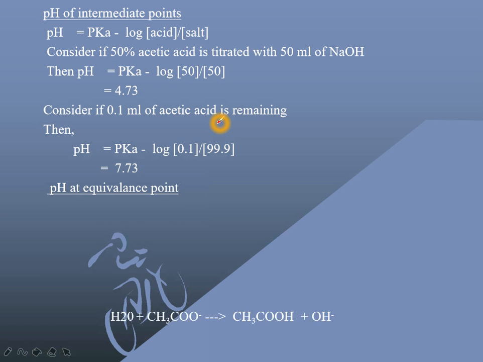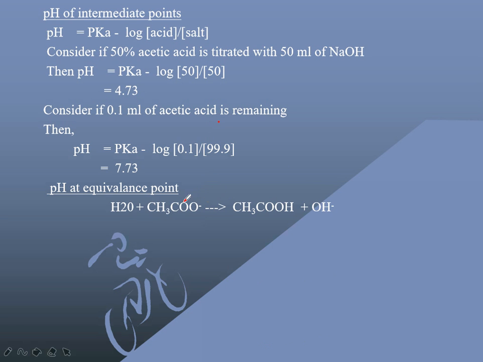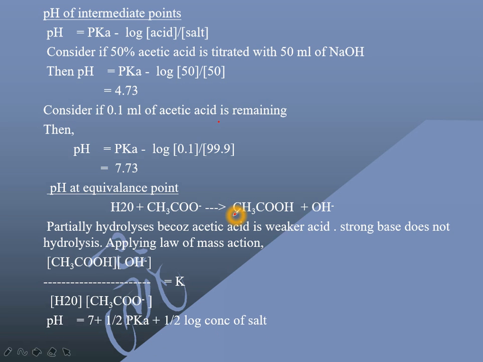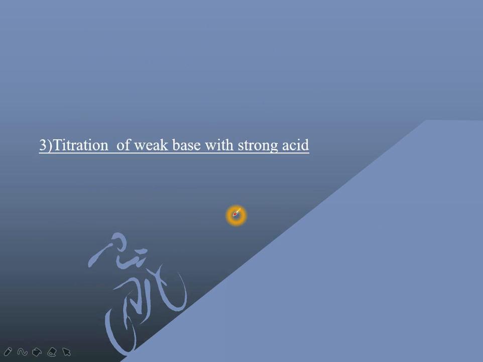Then the pH at the equivalence point: water plus CH3COO minus gives CH3COOH plus OH minus. Partial hydrolysis occurs, because acetic acid is a weak acid and the strong base does not hydrolyse. By applying the law of mass action to the above equation, we get the concentration of CH3COOH into the concentration of OH minus divided by the concentration of H2O into the concentration of CH3COO minus gives K. pH is equal to 7 plus 1 by 2 pKa plus 1 by 2 log concentration of salt.